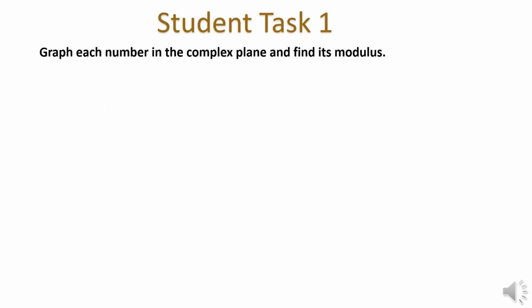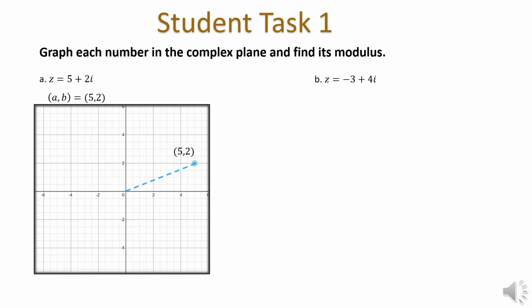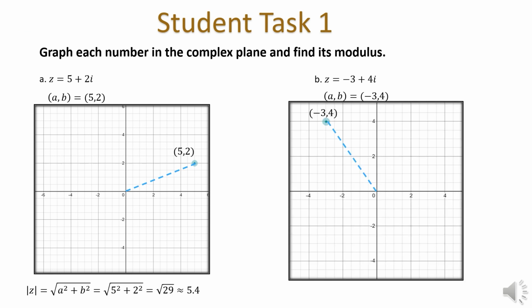It's your turn now. You need to graph each number in the complex plane and find its modulus. Pause the video and resume when you're ready. Let us now check our answers. For the A part, (a, b) is (5, 2). This is the graph and this is the modulus. For the B part, (a, b) is (-3, 4). This is the graph and this is the modulus. Hope you got both the answers correct.